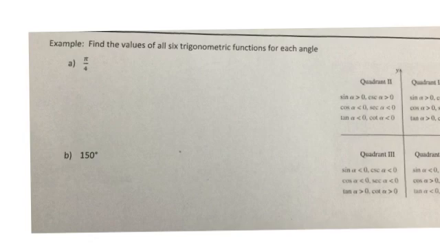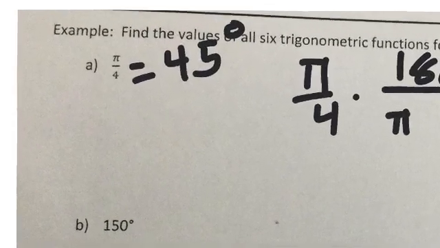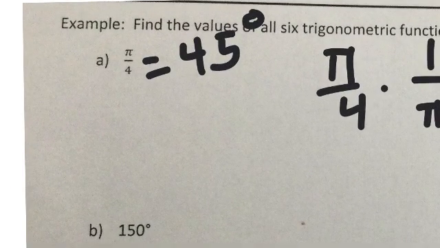Okay, so the first one tells me to identify all of them at pi over 4. So maybe you've got it memorized by now, maybe not. If you do, you know pi over 4 is the same thing as 45 degrees. If you don't, you're going to have to do a conversion. So you could say pi over 4 times 180 over pi, right? And that would get you 45 degrees. That looks a lot like 450, so I'm going to fix that. Okay, so now I'm going to find all 6 trig functions evaluated at 45 degrees.